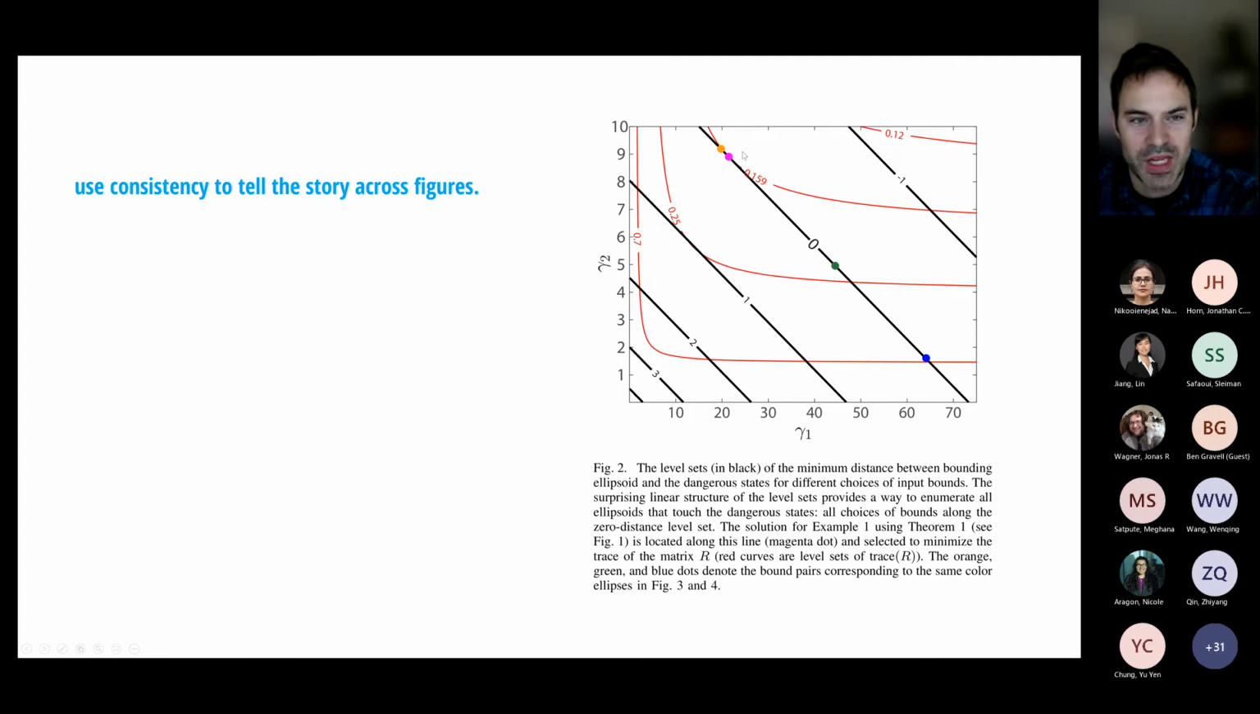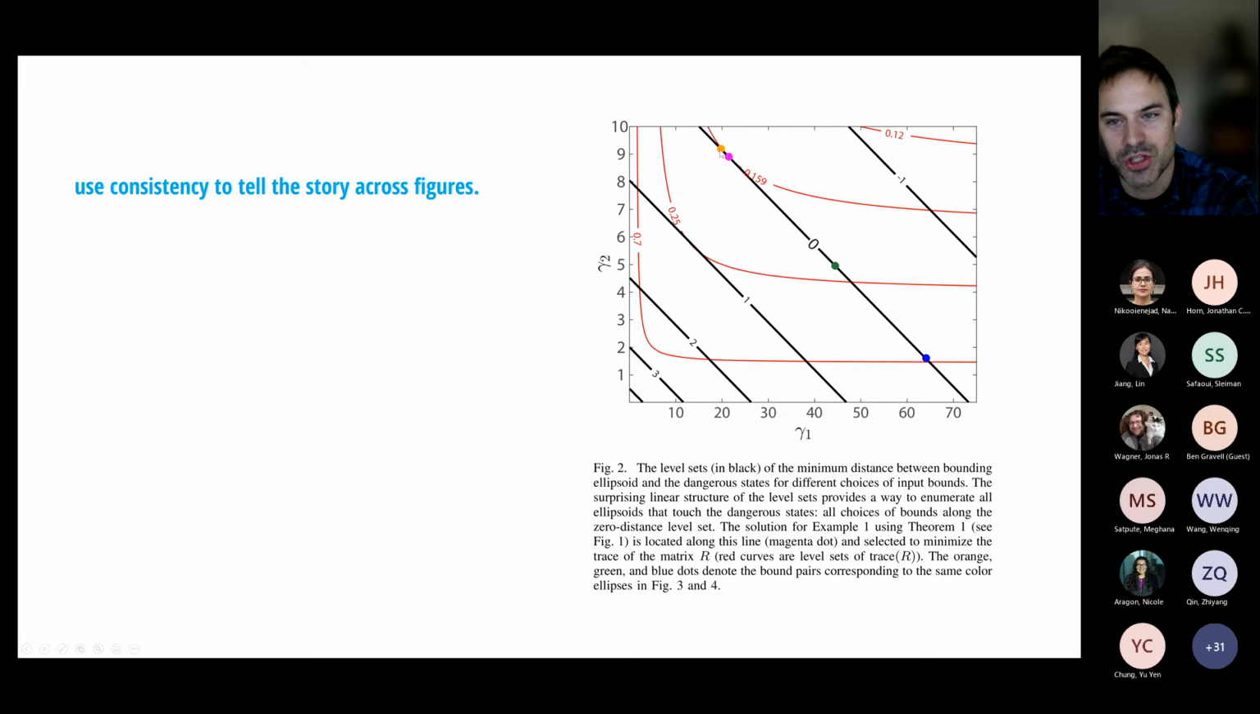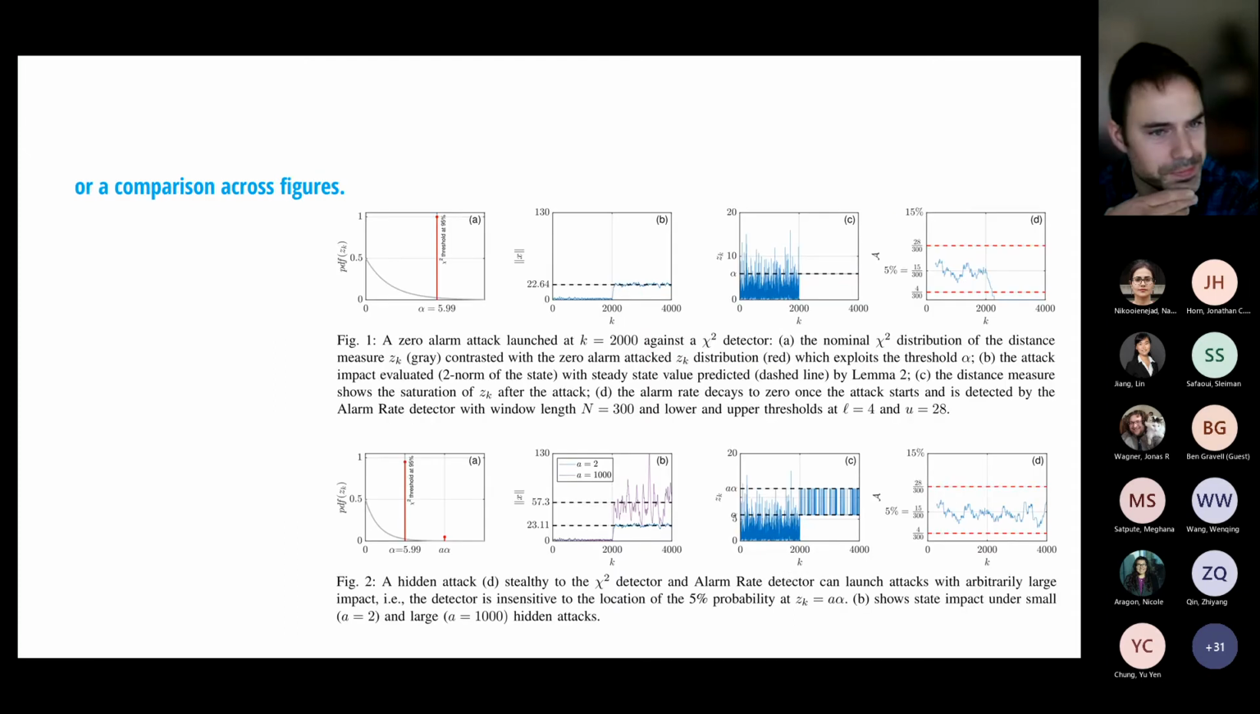In this case, what I've done is this is a figure in that same paper. If I switch back here, I've got an orange ellipse, a green ellipse, and a blue ellipse. Those appear as dots now in this figure. So using color and, again, consistency across figures can help you really make that story, not just within a single figure, but across your paper.